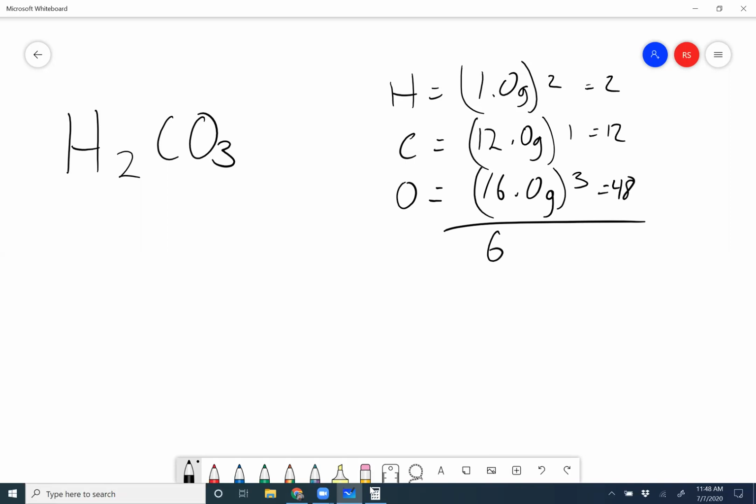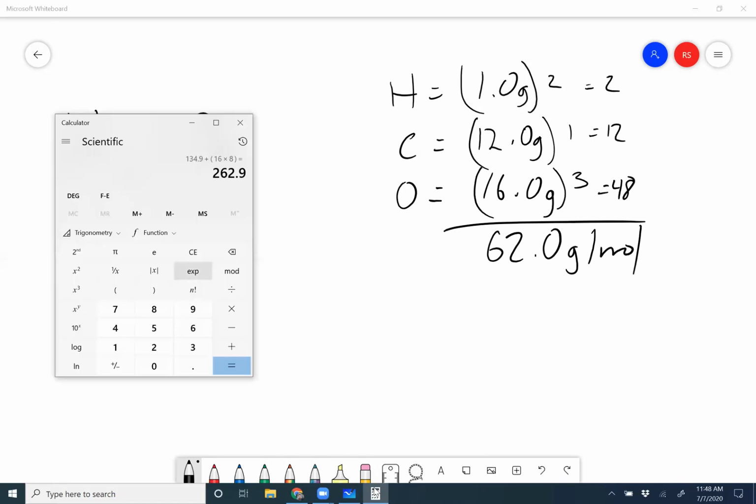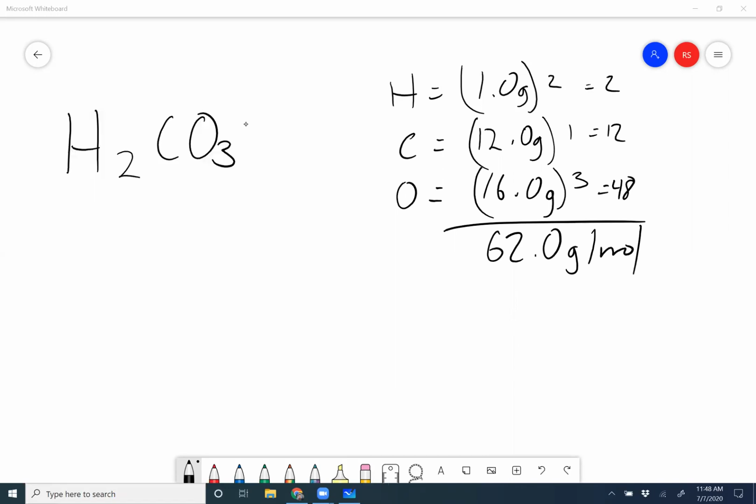So what is that, 62 grams per mole, right? Did I do that wrong? 12 plus 2 plus 48. 62. You'd have 62 grams per mole.